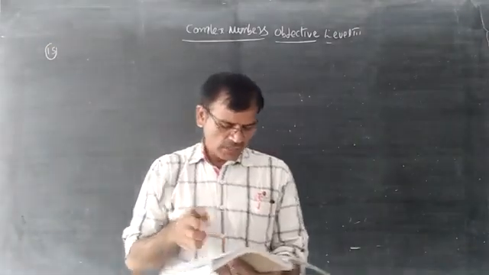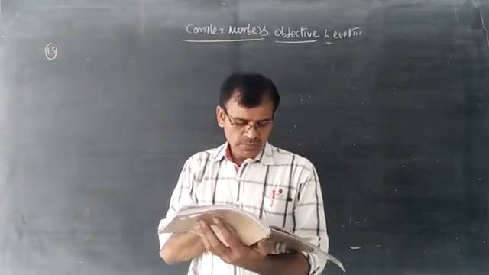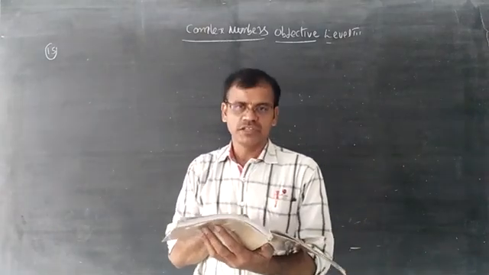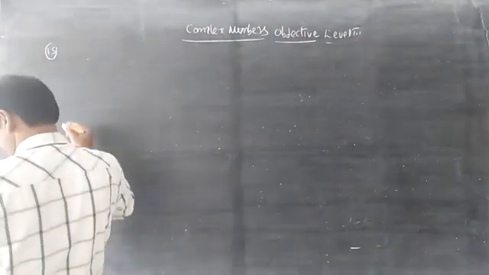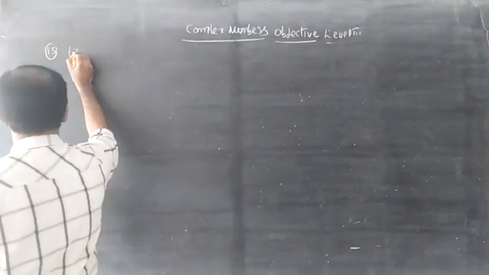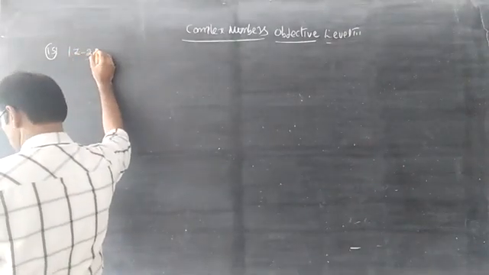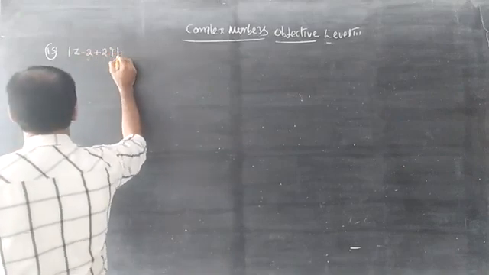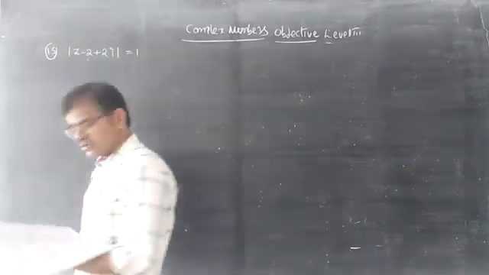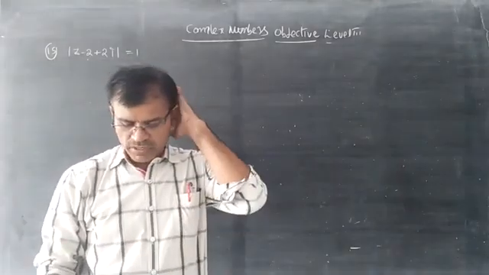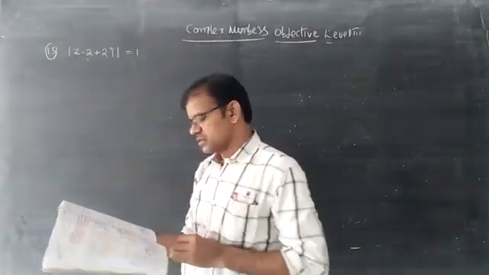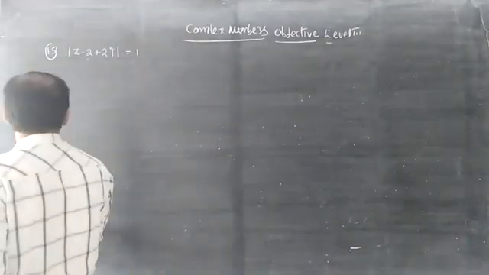If z is a complex number having least absolute value, and the modulus of z minus 2 plus 2i is equal to 1. Z is a complex number satisfying the least positive absolute value, with modulus of z minus 2 plus 2i equal to 1.